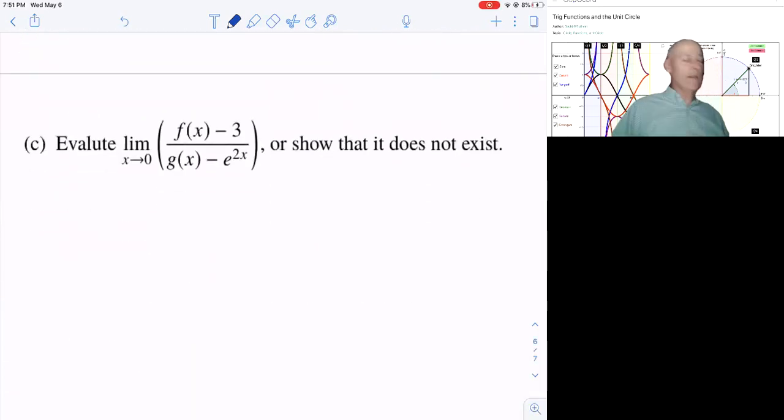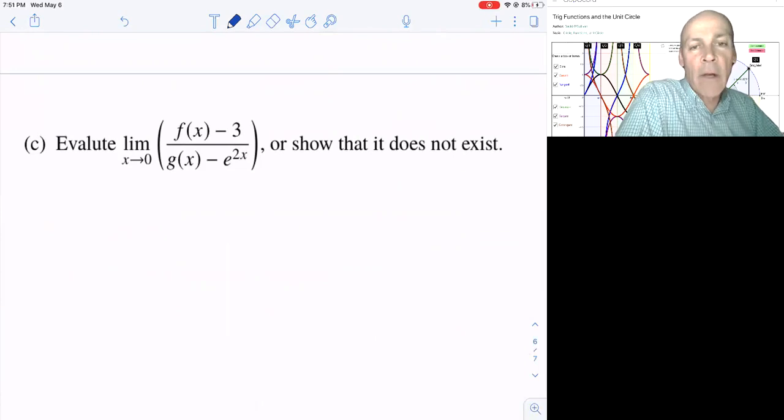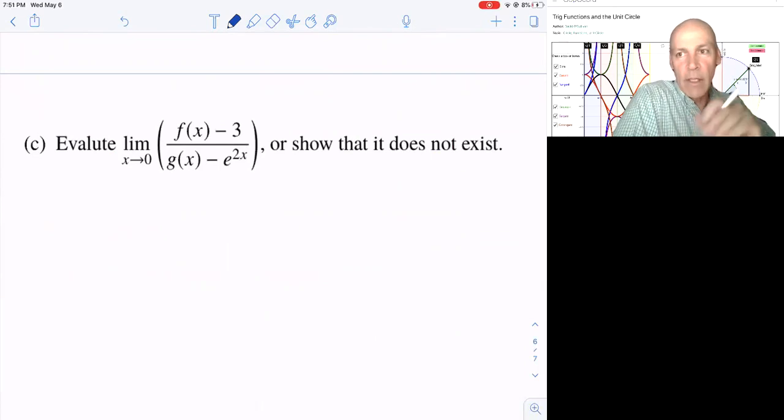Next one. Evaluate the limit as x approaches 0 of f of x minus 3 over g at x minus e to the 2x, or show that it does not exist. Okay, I almost smell that it's going to be L'Hopital. But even so, what I need to do to check this is show that I can apply L'Hopital. I can't just jump off and start taking the derivative of the numerator and denominator and come up with a new limit expression without showing that I'm coming to an indeterminate form.